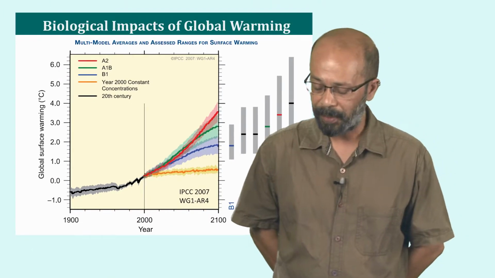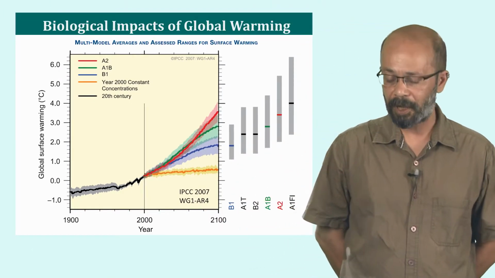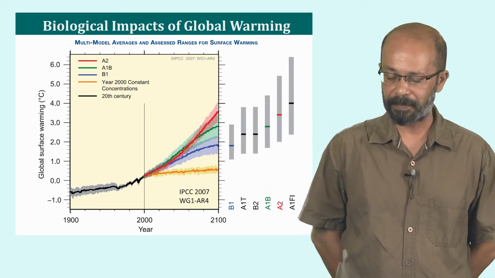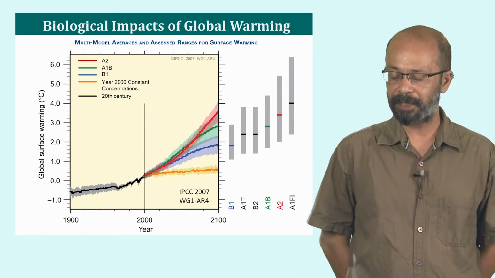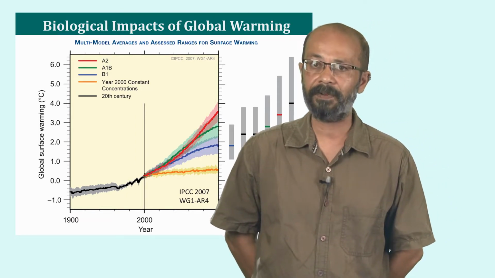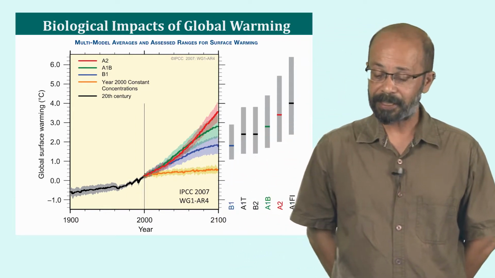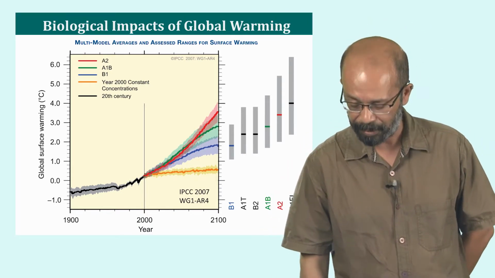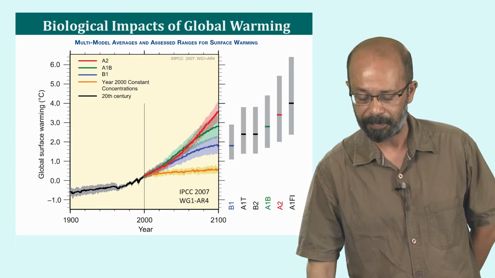So the best case scenario is that if we stop pumping carbon dioxide from burning of fossil fuels into the atmosphere, the next 100 years we'll likely see an increase in global mean temperatures in the range of 1 degree. In the worst case scenario, this could be as high as 3 to 6 degrees greater than current temperatures.